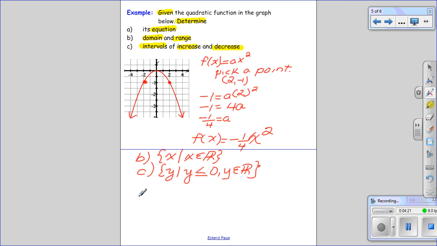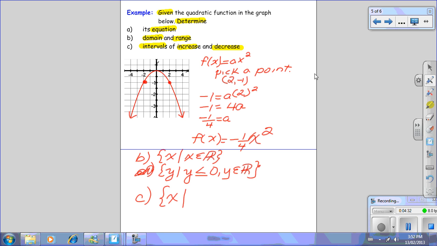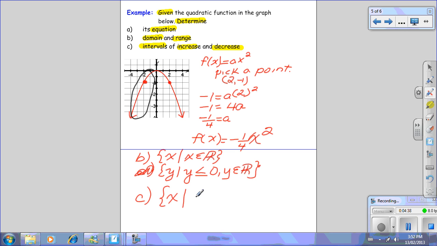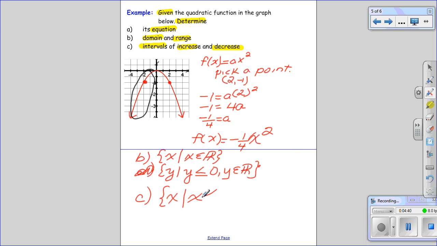Finally, it asked me to find my intervals of increase and decrease. So if I look for my increase first, I want to change color pens here. If I look over here to the left of 0, I'm actually increasing, aren't I? So my interval of increase is x < 0, x ∈ ℝ. I'm just going to put an I here to indicate that that's my interval of increase.